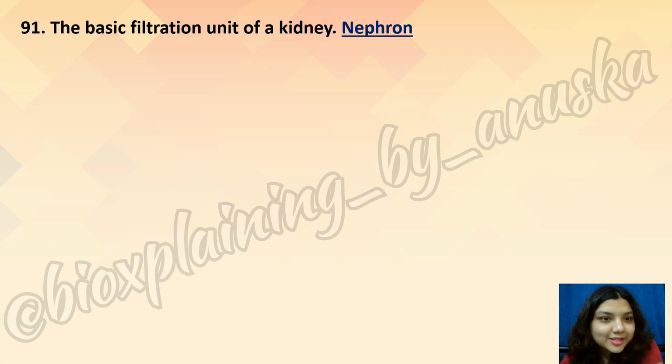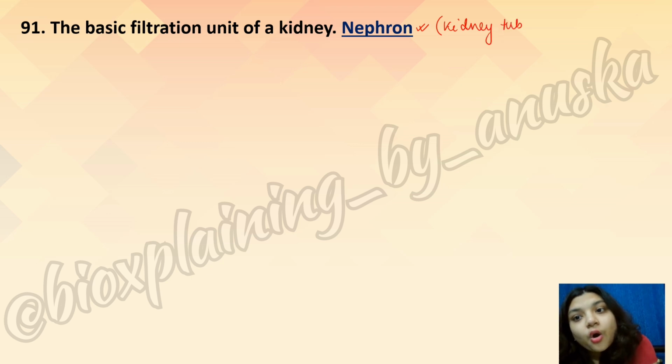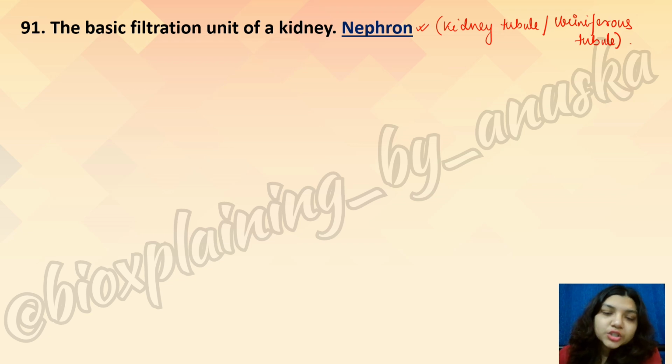Time to check the answers. The basic filtration unit of a kidney is the nephron. In simple words, it's known as the kidney tubule, or another name is the uriniferous tubule. This is known as the structural and functional unit of the kidney.